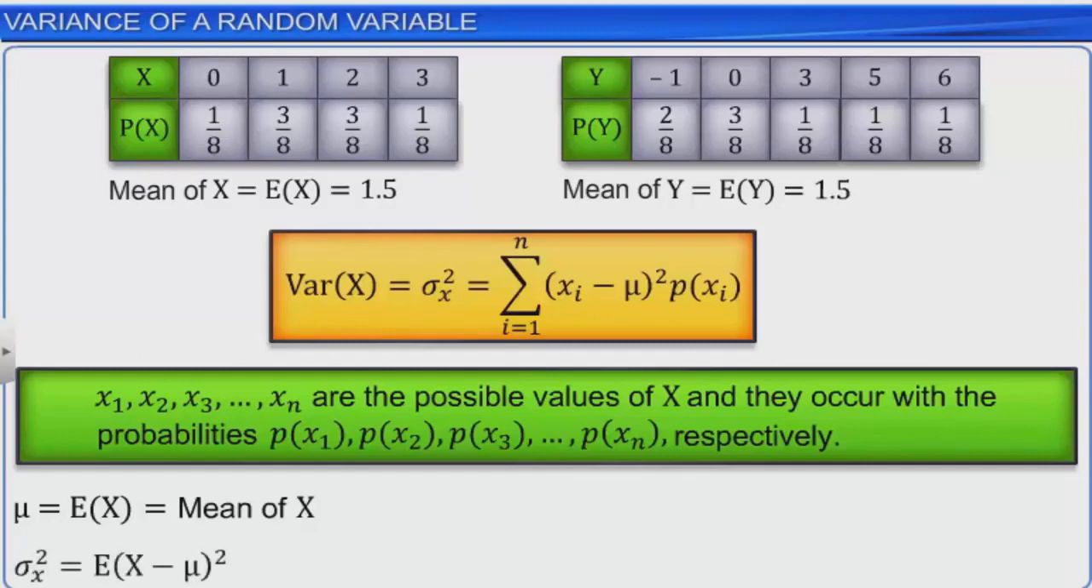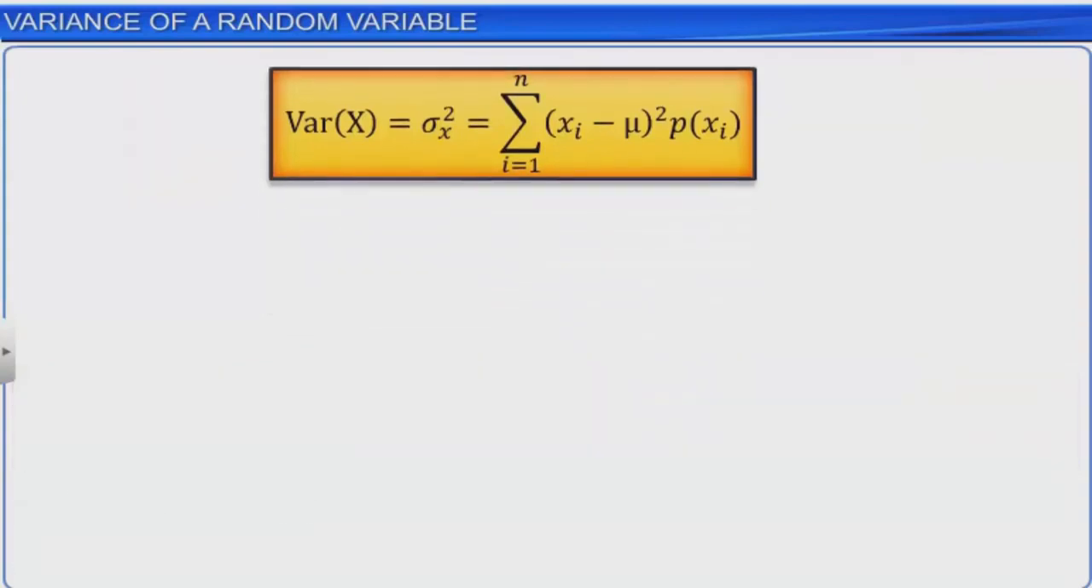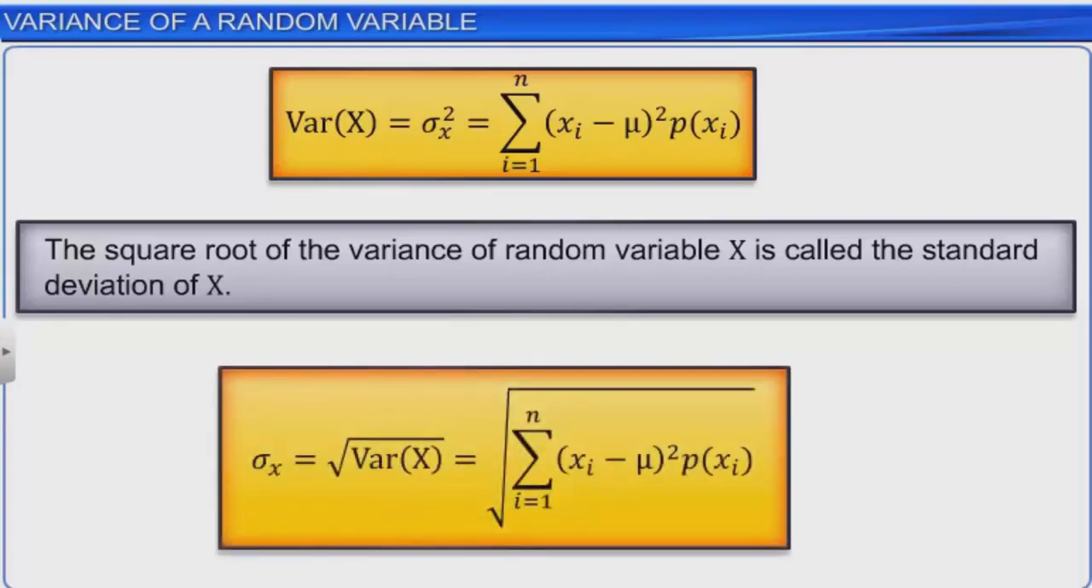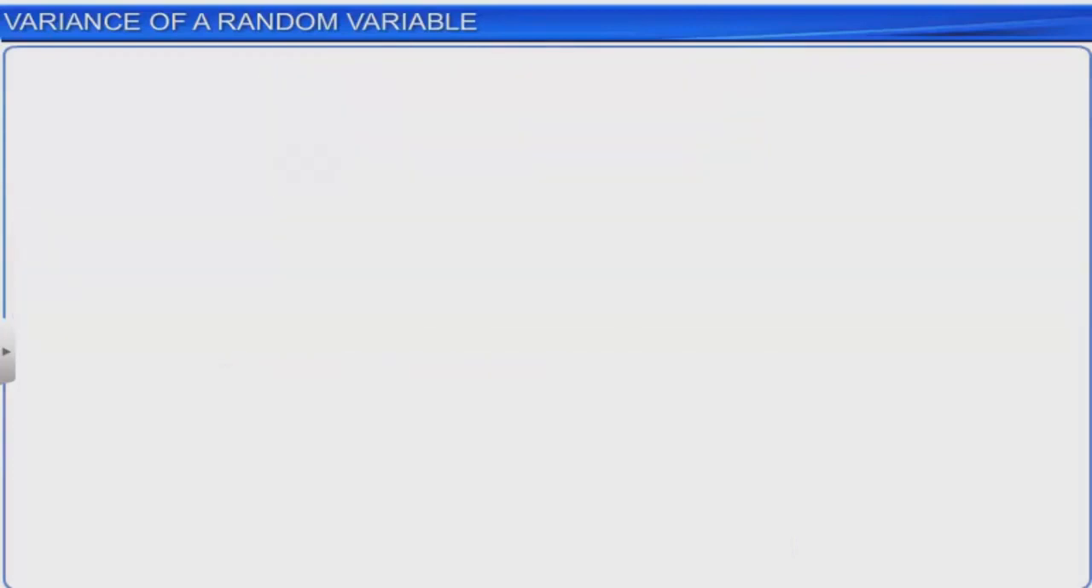The square root of the variance of random variable X is called the standard deviation of random variable X. The formula for standard deviation is shown here. Now, we'll find the variances of the given probability distributions as follows.